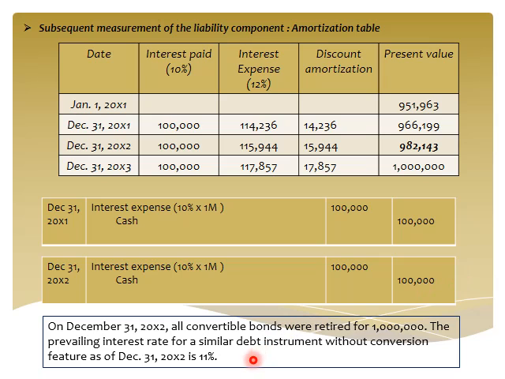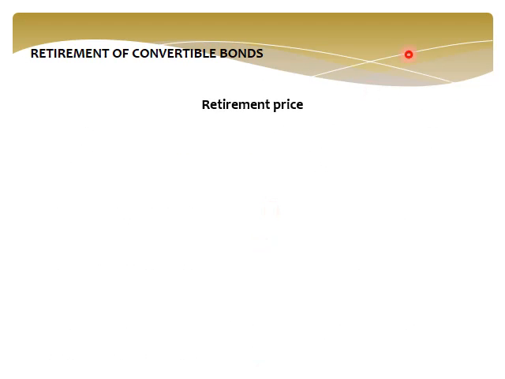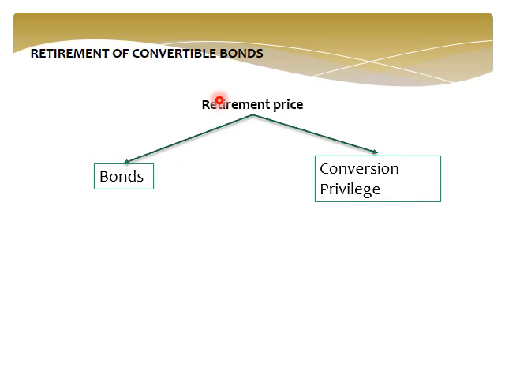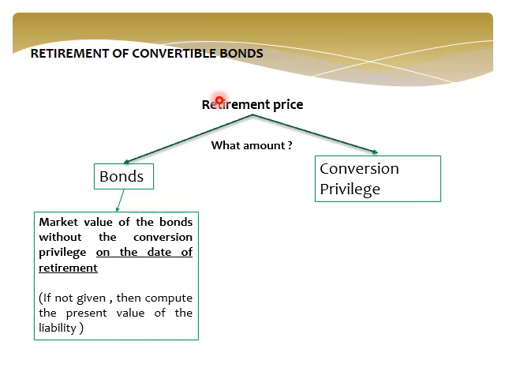Pero i-focus natin dito upon the date of retirement. So again, upon the date of retirement, we need to allocate the retirement price. The retirement price is 1 million. Na-retired siya for 1 million. So, retirement of convertible bonds, the retirement price of 1 million should be allocated to bonds and conversion privilege. At what amount? Bonds at market value of the bonds without the conversion privilege on the date of retirement. If not given, then compute the present value of the liability. Then, conversion privilege at residual amount.